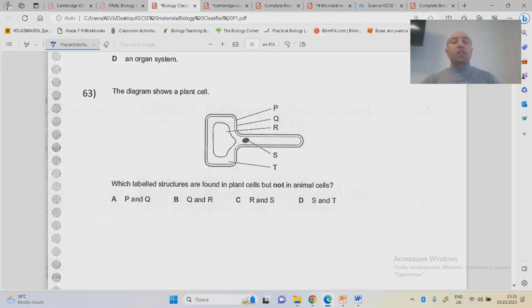Which labeled structures are found in plant cells but not in animals? One of them is R, because R is a vacuole, we are learning it in plant cell. Another one is Q, because Q is a cell wall and we are learning it also in plant cell. We don't have it in animal cell. R and Q, it is B.